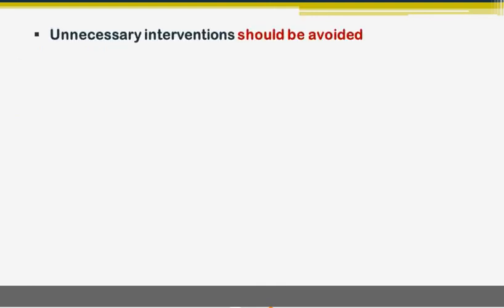Unnecessary intervention should be avoided. That's why in patients here in our ICU, especially the preterm low birth weight, it's not important to put your hands inside the incubator just to auscultate the heart or palpate the abdomen or just touch the patient. You may transmit the infection to the baby. So unnecessary intervention should be avoided.